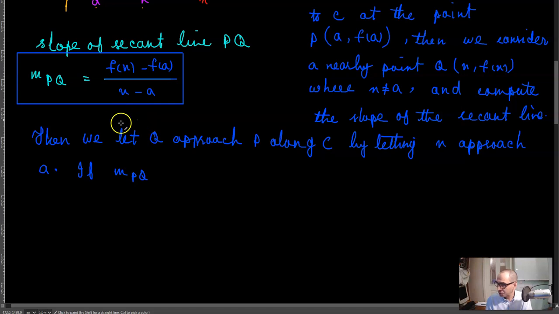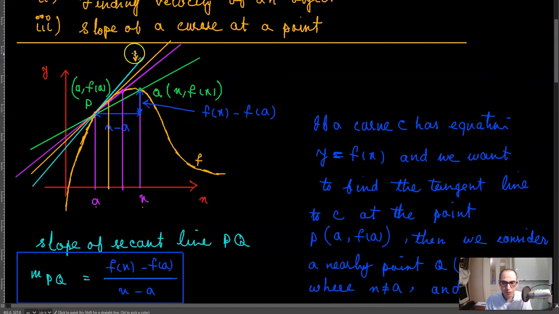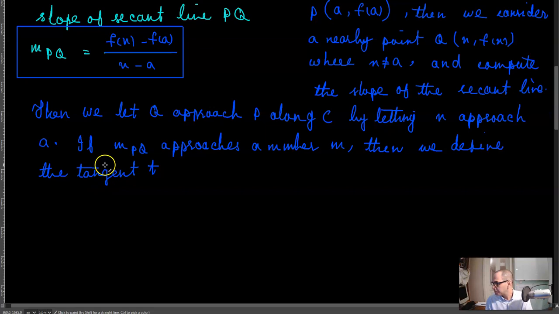slope over here, approaches a number M, then we define the tangent T. What we mean by tangent T is exactly this line over here, I have drawn an arrow pointing to the line. So the tangent T, we define the tangent T to be the line through P with a slope M.